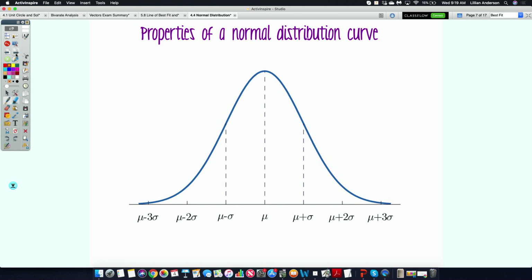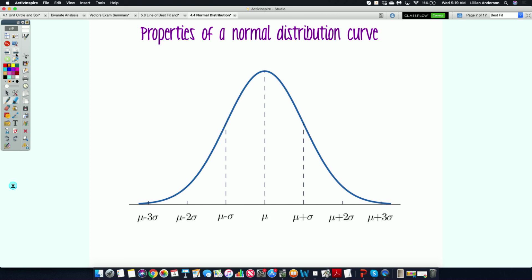asymptotic to your x-axis. So when you draw a normal distribution curve yourself, you should always make sure you draw in an x-axis, just like how you draw it in for a box and whisker plot. You always want to label that x-axis, but make sure that your curve does not touch it. It is split into pieces, as you can see here.